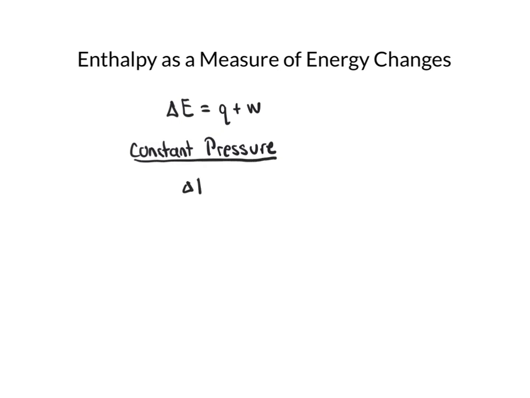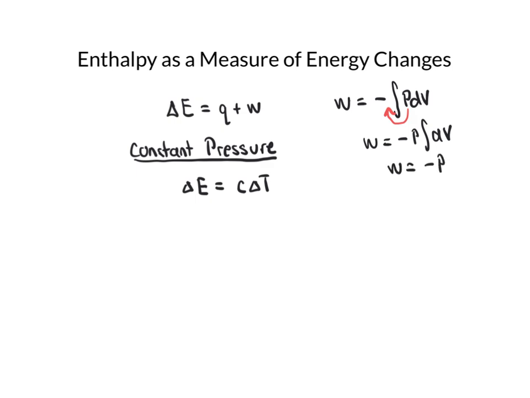So remember that the energy transferred as heat is equal to the heat capacity times a change in temperature, and that work can be calculated from an integral of the pressure over a volume change. If the pressure is constant, then we can pull the pressure out of the integral and write that the work is equal to minus P times the integral of dV, but the integral of dV is just delta V, and so finally we can write that work is minus P delta V when we're at constant pressure.